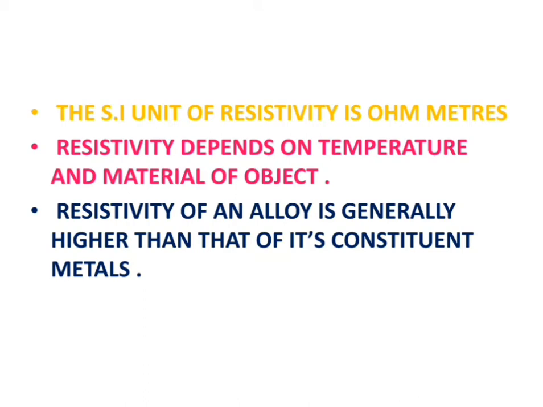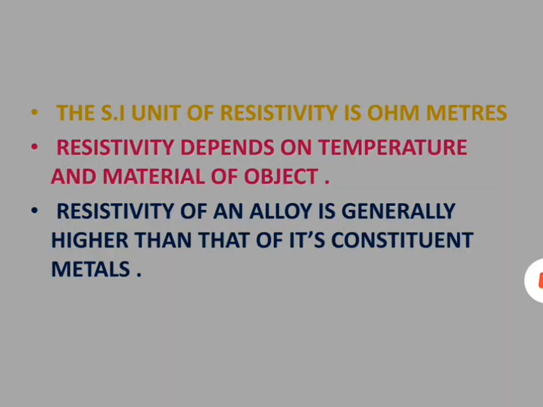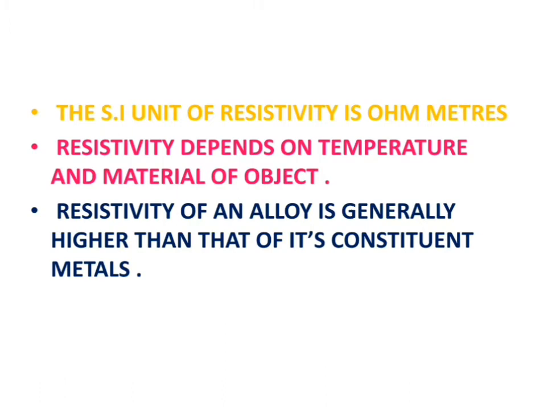Moving ahead to the next point, resistivity of an alloy is generally higher than that of its constituent metals. This point simply means that pure metals have lower resistivity than alloys. So the resistivity of alloys is higher than that of its constituent metals, that is, pure metals.